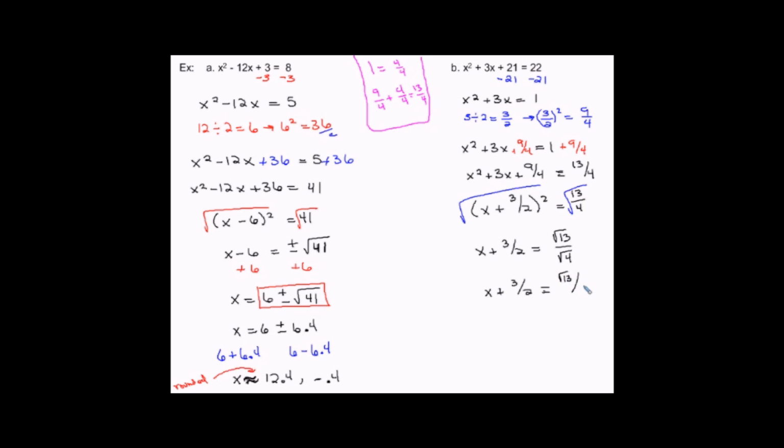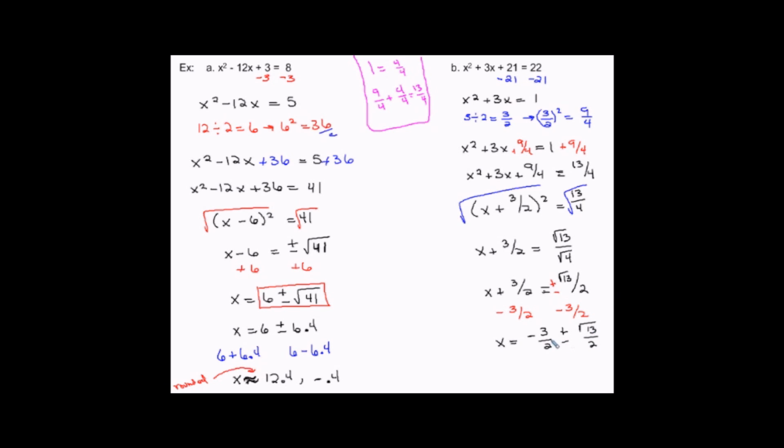but I can simplify the square root of 4, which is 2. Big thing not to forget though is I've got that plus or minus out front. So I have x plus 3 halves is equal to plus or minus square root of 13 over 2. Subtract 3 halves from both sides, and you get x is equal to negative 3 halves plus or minus square root of 13 over 2.